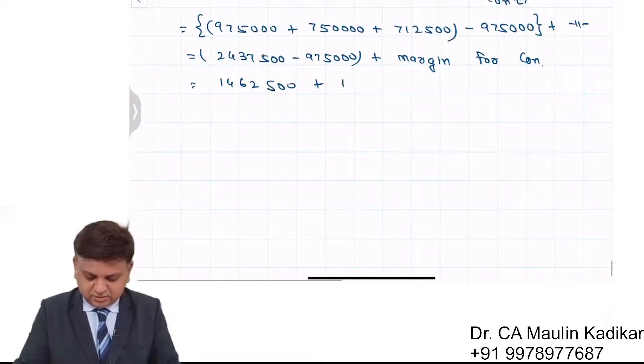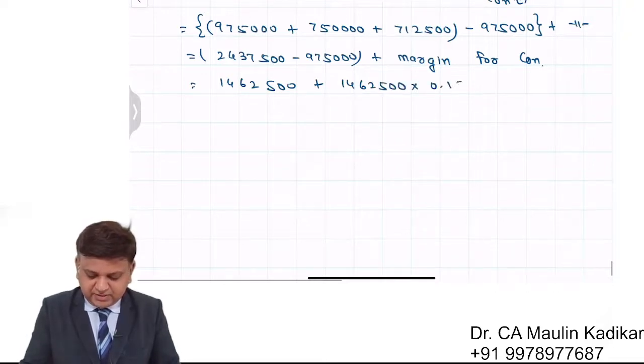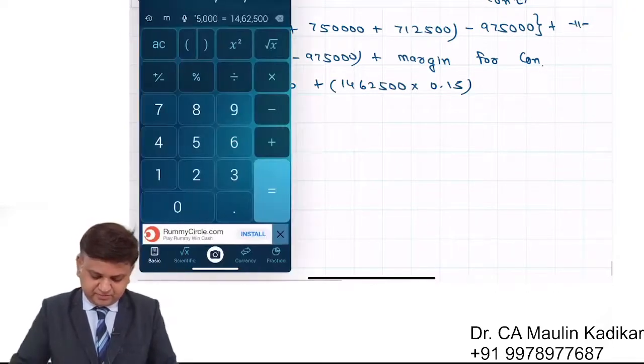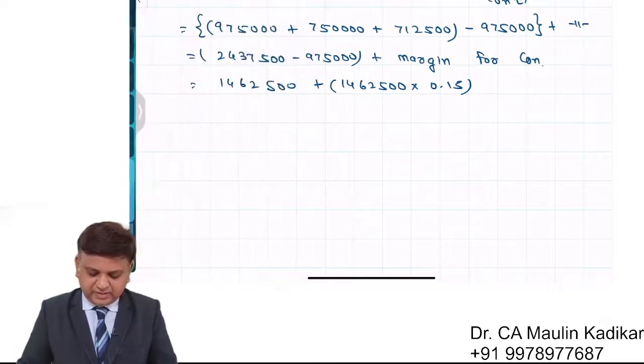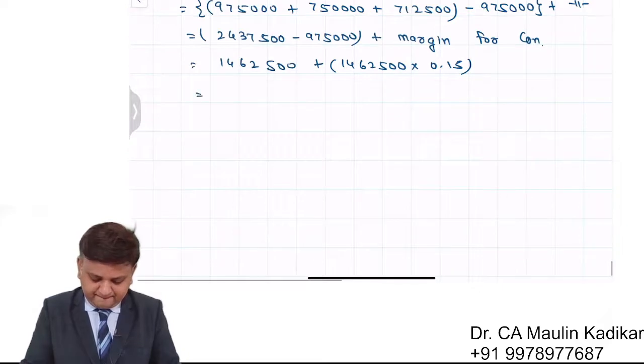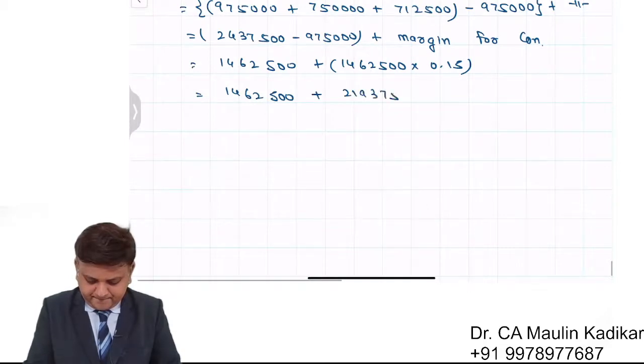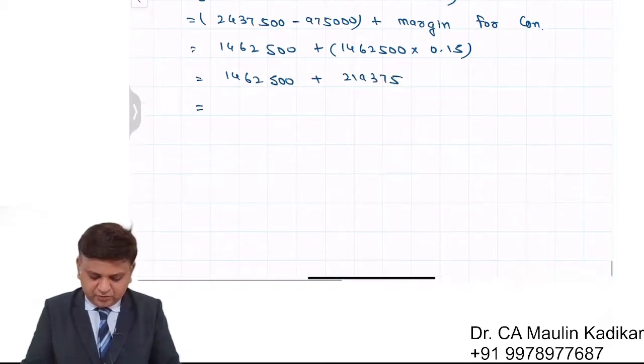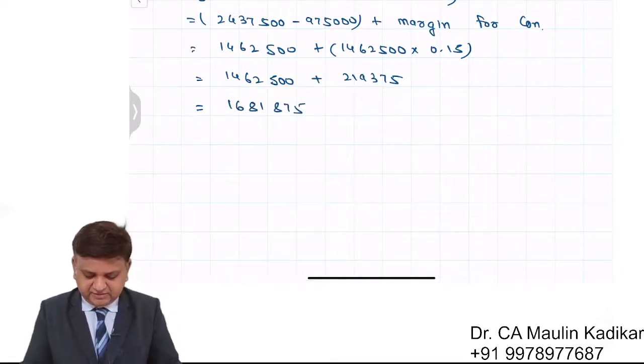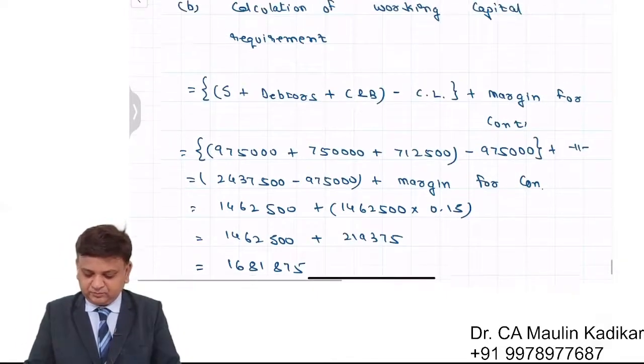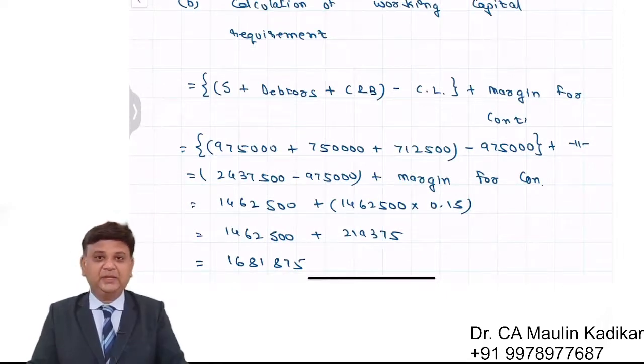Plus it has been given that the margin for contingencies is 15%. So into 0.15, that is 2,19,375. Total of both of them is 16,81,875. This is the way the working capital can be calculated.